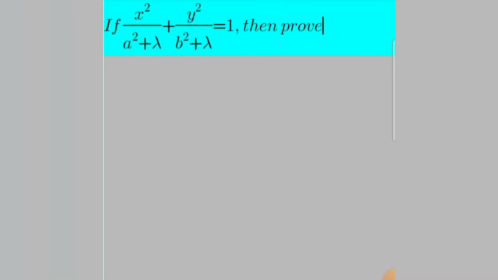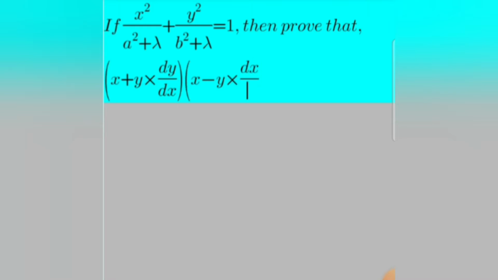x squared over a squared plus lambda plus y squared over b squared plus lambda equals 1, then prove that (x plus y dy/dx)(x minus y dx/dy) equals a squared minus b squared.